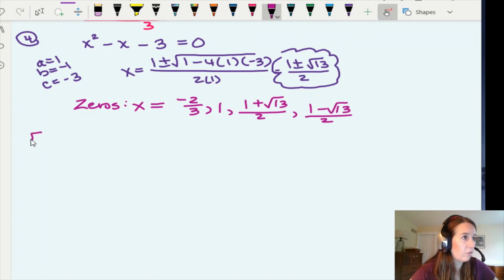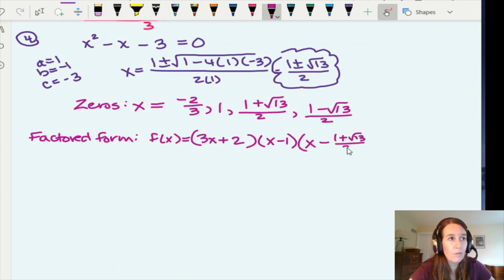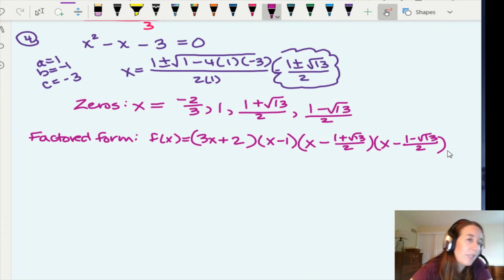Okay, and then in factored form, the polynomial would look like f of x is equal to, remember we said x plus 2/3 or 3x plus 2. Okay, that's going to give us that leading coefficient of 3 that we wanted. Then we have x minus 1. Then we have x minus (1 plus root 13)/2, and x minus (1 minus root 13)/2. Okay, and that's fine. It doesn't look really nice, but that is our exact answer, and those are our zeros.